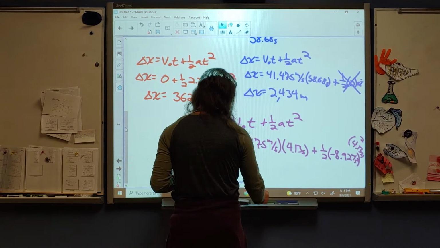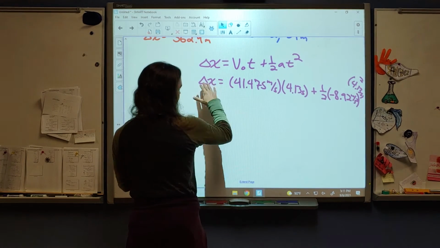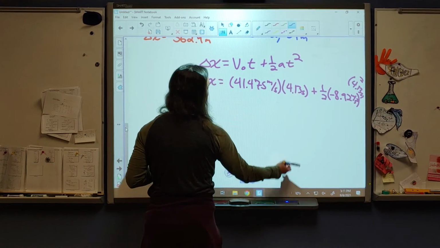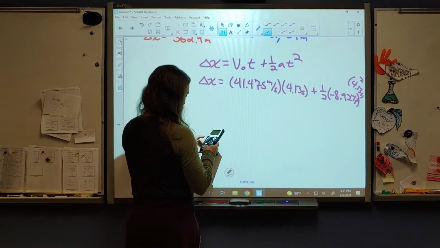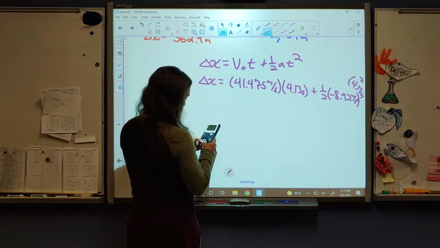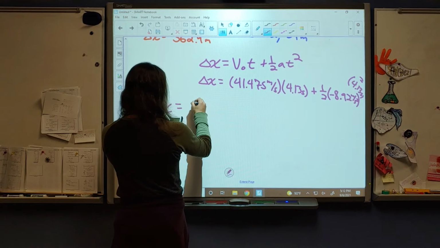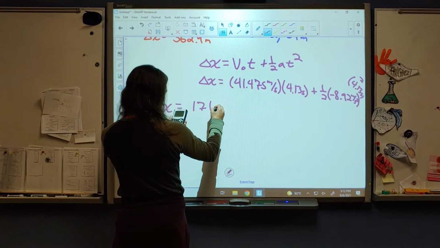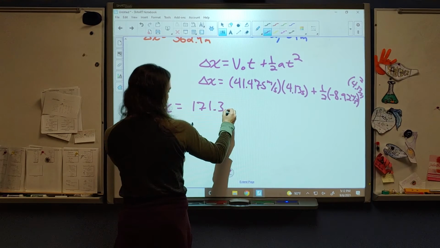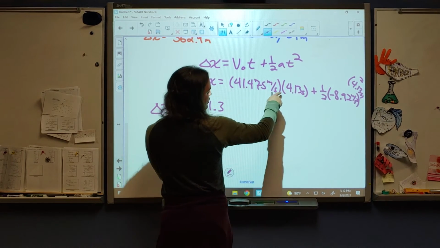I apologize, I'm running out of space there. Okay, I probably could have brought the whole thing over. My apologies. Delta x is therefore equal to, we're going to go 41.475 times 4.13, and we end up with our first term here is 171.29, we'll call that 171.3, and this is meters per second times seconds.